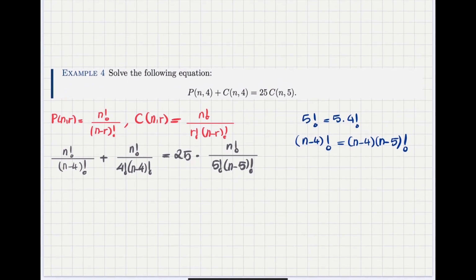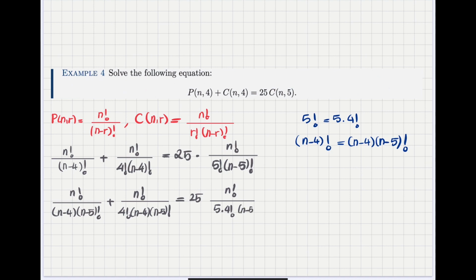So if you don't mind, let me write all these things so that you can understand it easier. So this becomes n factorial divided by, instead of n minus 4 factorial in the denominator, I just write n minus 4 times n minus 5 factorial. And on the right, again I will have this, and I will have 4 factorial, and then I will repeat this. You don't need to write that much, but I'm just writing because I want you to see it in front of you. Instead of 5 factorial, I just write this. And then I have n minus 5 factorial, yes?